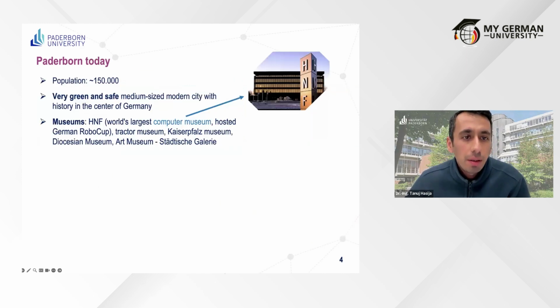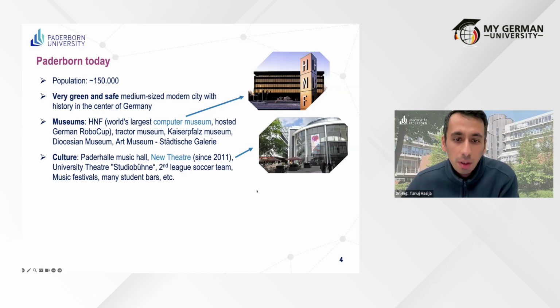Currently, the population of the city is 150,000. It's very green and safe, and I would call it a medium-sized city in Germany. It's not a super big city, but it has lots of things. There are museums; the world's largest computer museum is in the city itself. It also offers a lot of culture, with different theaters, including a new theater built recently. Different sports events and music festivals happen across the year as well. So the city has a lot to offer for student life.